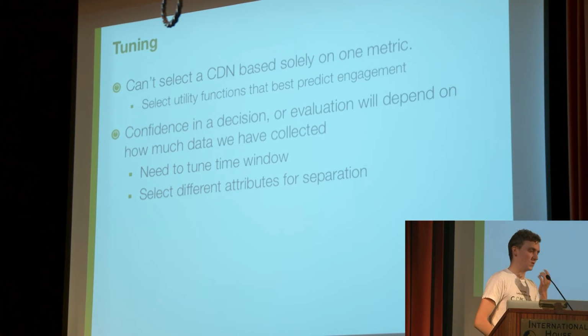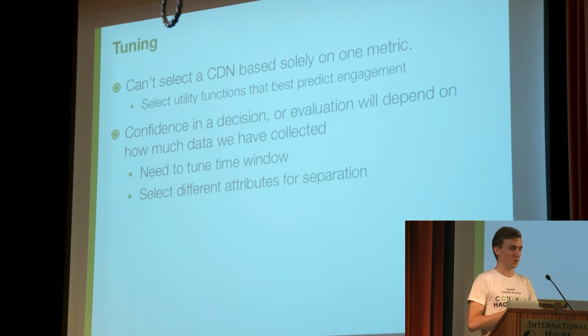Now, in addition to all these requirements, we built the system out, but tuning was an incredibly important part of this, right? We can't just select a CDN based on a single metric. If we're picking it just on buffering ratio, and the result is that we're sending it to a CDN where everybody's failing to join, that's not going to behave terribly well. People are going to be very upset. It's going to generate poor quality. So we need to figure out what sort of utility functions best predict engagement.